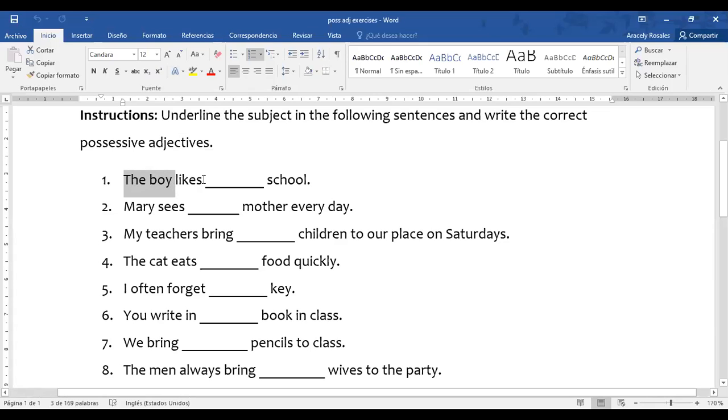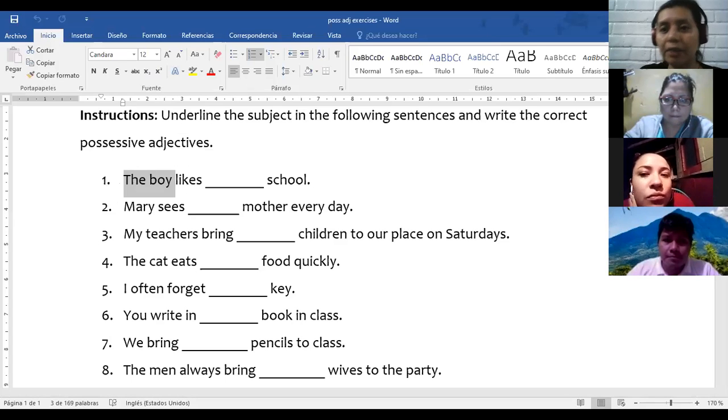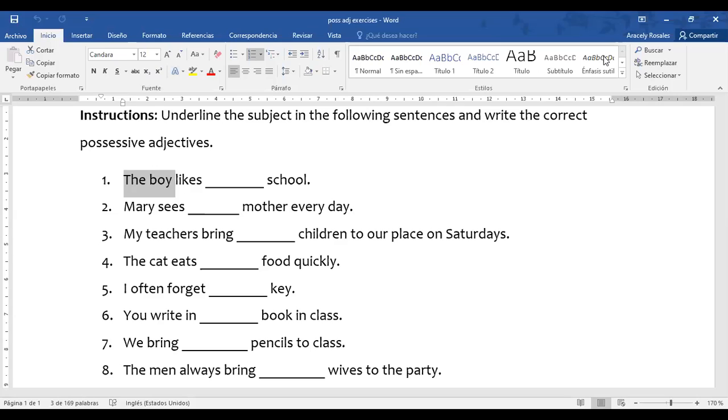There. Yes. His. Okay, why his? His. Porque se trata de él. Okay, excellent. So first of all, we need to identify the subject, okay? So we have the boy, I'm talking about he or him. So I'm going to use the possessive adjective that is for he, that is? His. Excellent. Okay, let's see, number two. We're going to have Esmeralda. Mary sees her mother every day. Hers or her? Her. Okay. And who her is the subject? Mary. Okay, excellent.